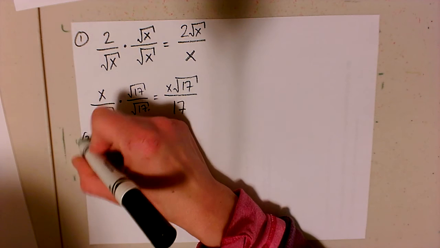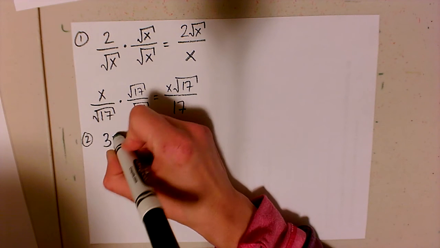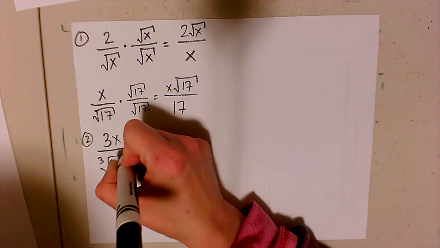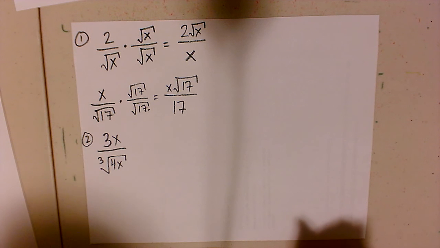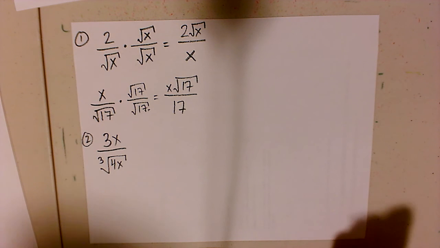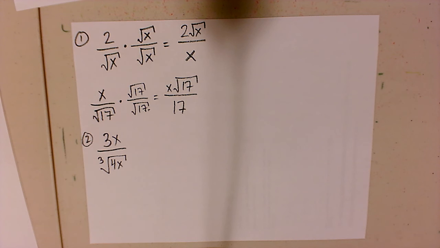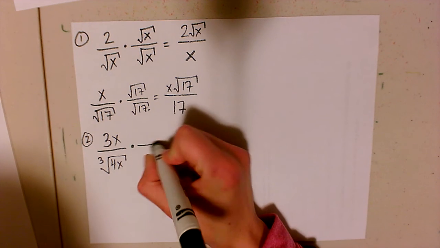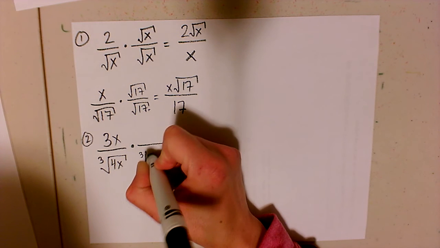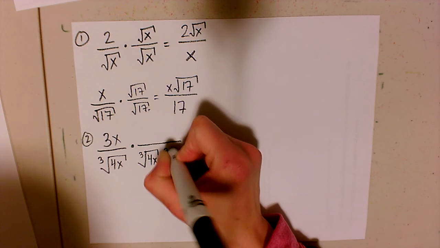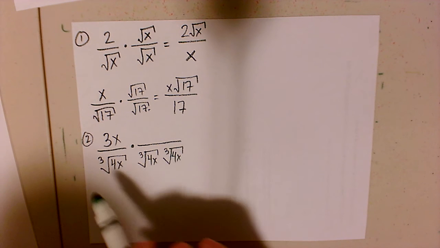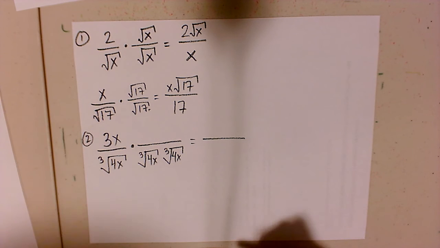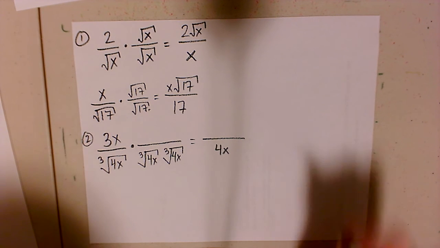So the next example is, what if we have a cube root? For the second one, I have 3x over the cube root of 4x. If we're going to multiply by the cube root of 4x, well, it's a cube root. When you have a cube root, you need 3 of those to cancel. If we already have 1, then we need 2 more. So I'll have 2 more of these. 1 cube root, 2 cube roots, 3 cube roots. When you have 3 cube roots, the cube root cancels, and you're left with just 4x.